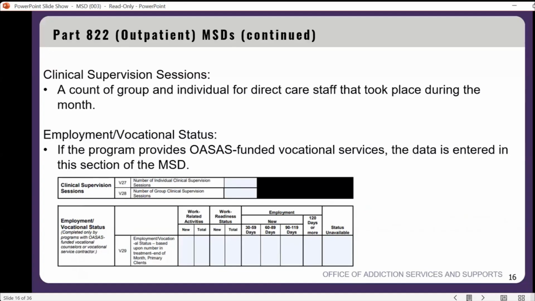Clinical supervision sessions. A count of group and individual sessions for direct care staff that took place during the month. Employment vocational status. If the program provides OASAS-funded vocational services, the data is entered in this section of the MSD.